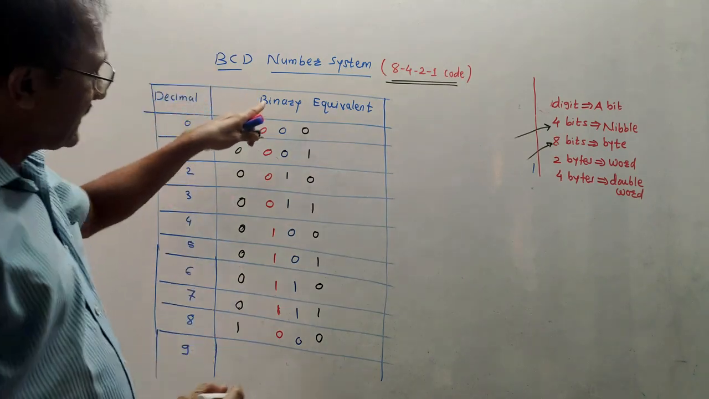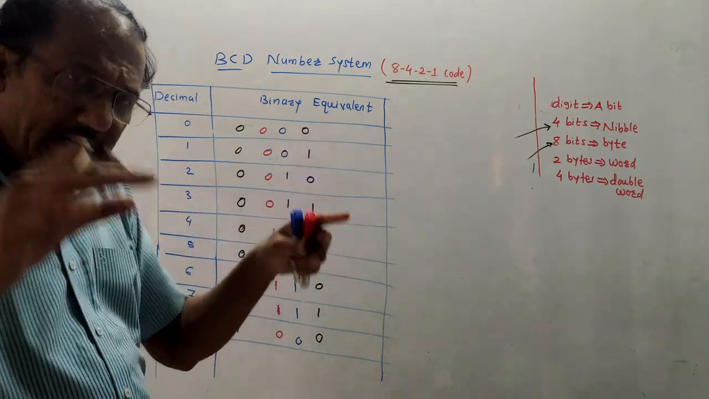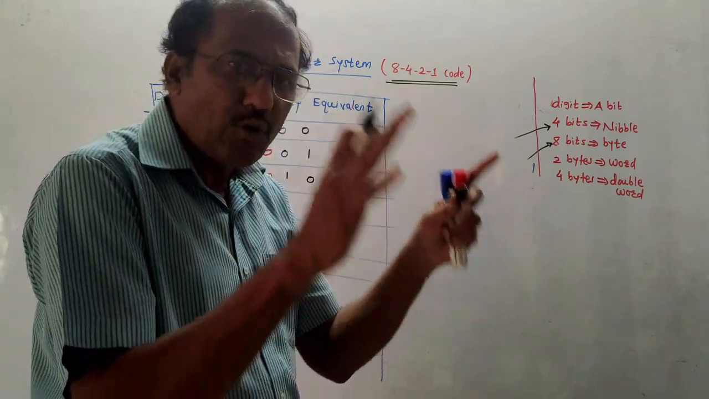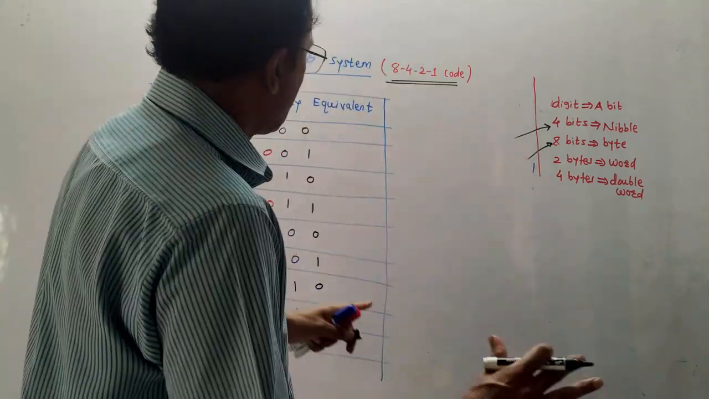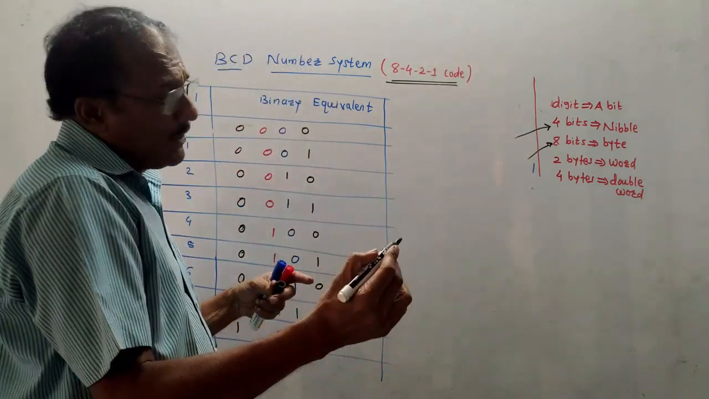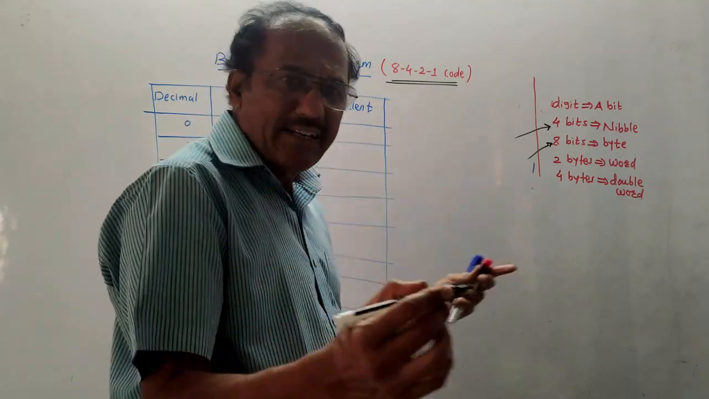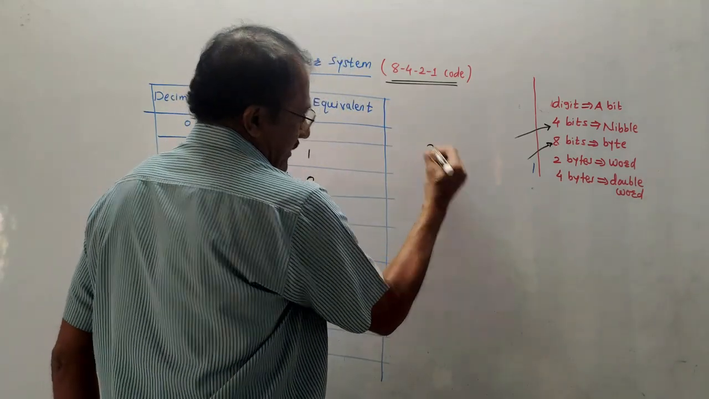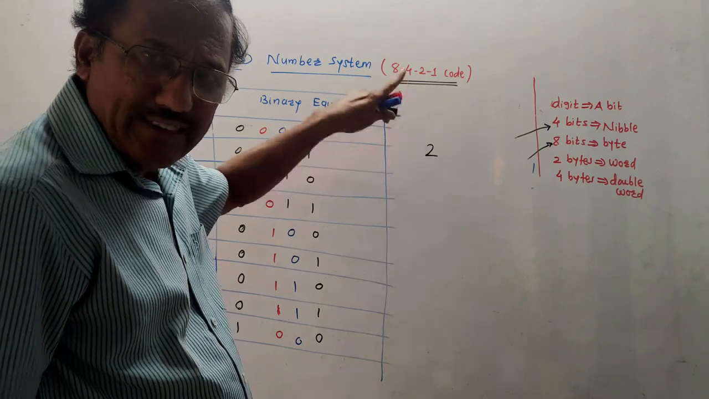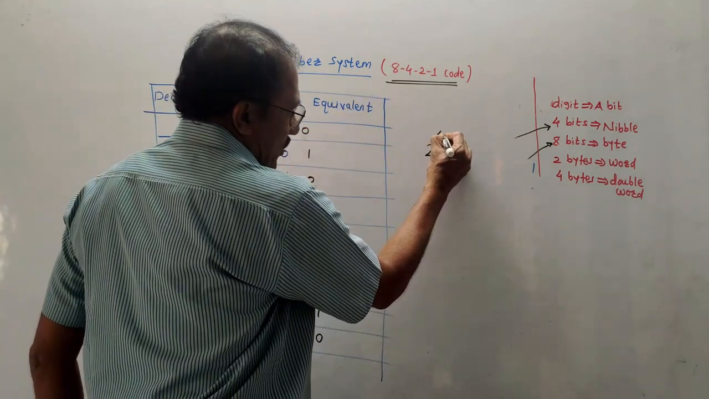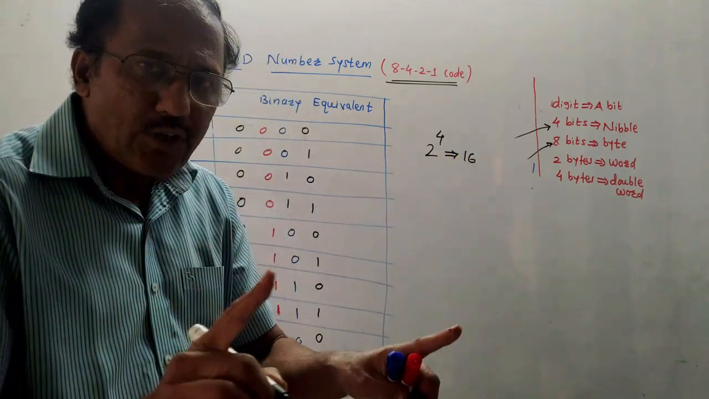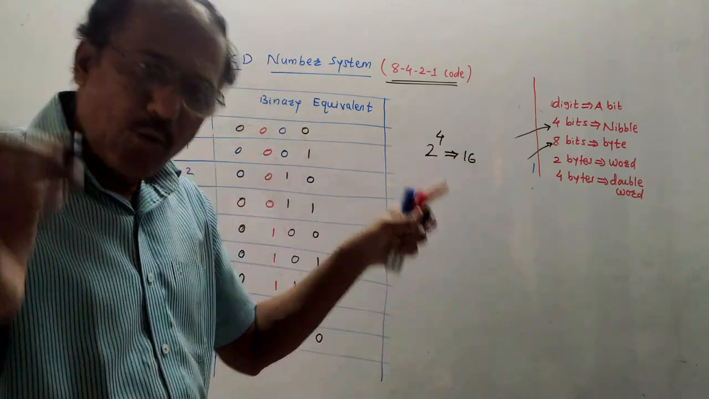In case of this number system, to represent any decimal value, a combination of 4 binary bits is used. Now, what will be the total possible combination? As I mentioned, this is basically a binary system. So its base is 2. The 4 bits are used to represent any decimal number. So it will be 2 raised to 4. That represents 16. So there will be total 16 possible combinations.